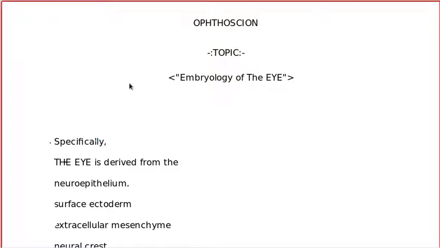Welcome to Opthusan. Today's topic is the embryology of the eye. In this topic, we'll discuss the embryological origin of the eye and some clinical parts like coloboma. So let us start with the embryology of the eye.